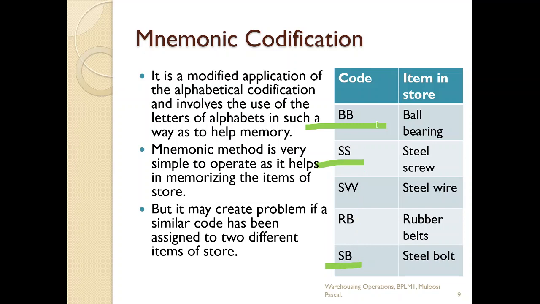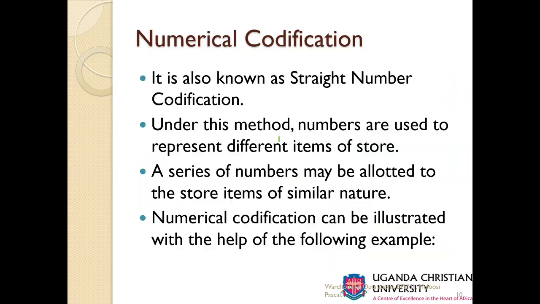We have ball bearing, and there are other items which have two B's also. A bearing bolt. Now this is a challenge you may find with coding, and you have to make provisions for that in a warehouse. Then we have the numeric ones, which looks at straight numbers, the numerals.